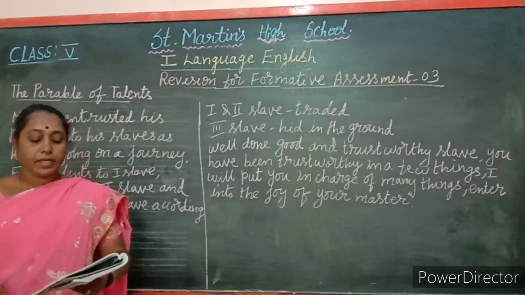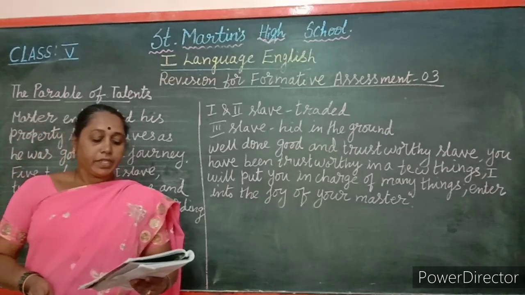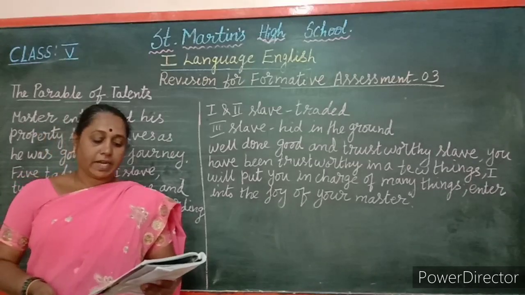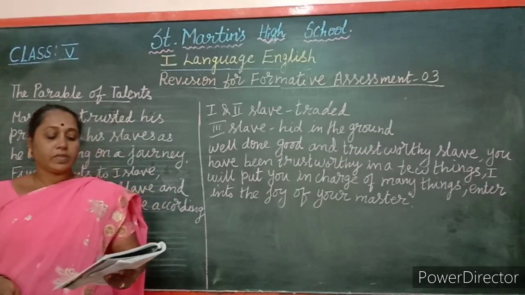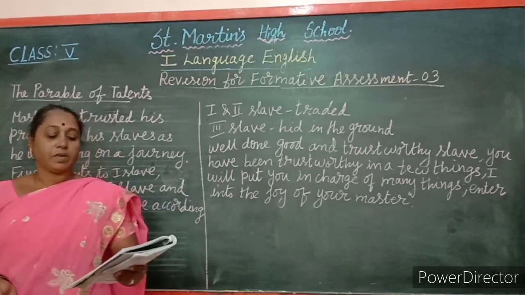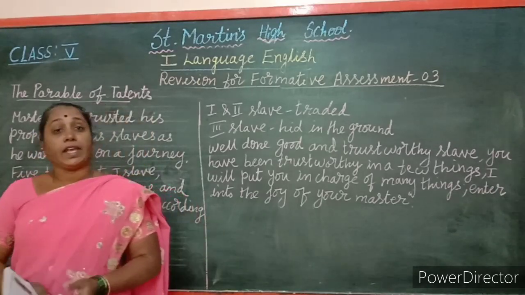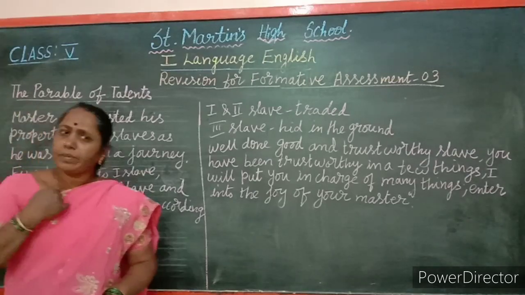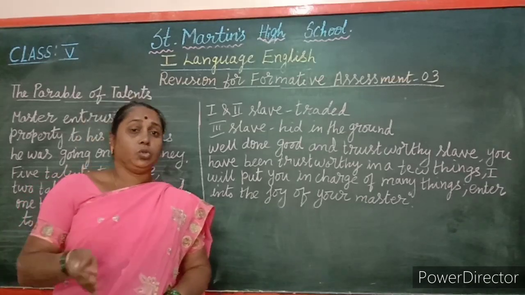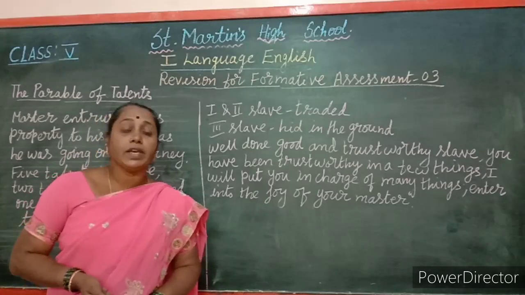The master got angry. So what did the master say? You wicked and lazy slave, you knew, did you, that I reap where I did not sow and gather where I did not scatter? Then you ought to have invested my money with the bankers, and on my return I would have received what was my own with interest. So now the master got angry and scolded him. You know that I am a harsh man and I reap where I did not scatter. Therefore, what you should have done is invest my money in the bank. At least I would have got the interest when I returned.